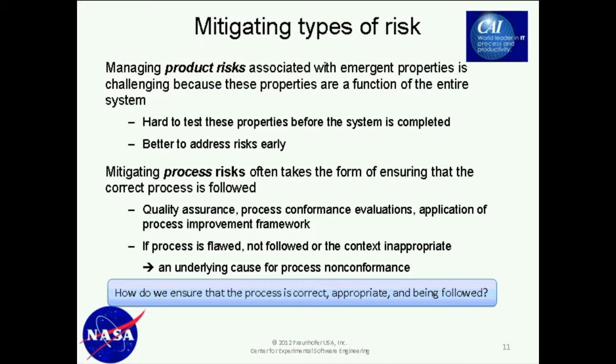If a process is flawed or not followed, or the context is inappropriate, there's an underlying cause for process nonconformance. So sometimes the developer realizes that this isn't working and makes changes in real time. And that means, for example, you need to change their process. So the real question here is, how do we ensure that the process is correct, appropriate, and being followed? That's what we're really asking. For any emergent property, when you apply a process, how do you know those things are true?